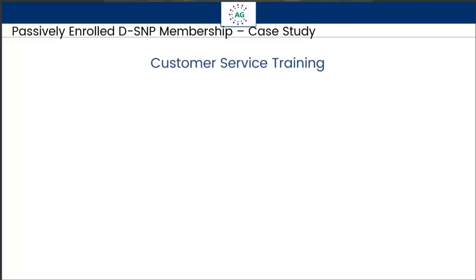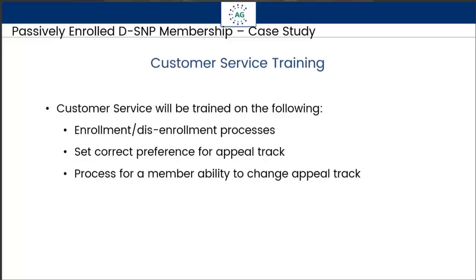So, customer service trainings. This is important because this is where a lot of the appeals are going to start. So it's important that this team knows how to recognize and what to do under different scenarios. The first one is the enrollment and disenrollment process. Again, they need to know these letters are going out and someone may call to disenroll from the plan or have questions on why this was done.